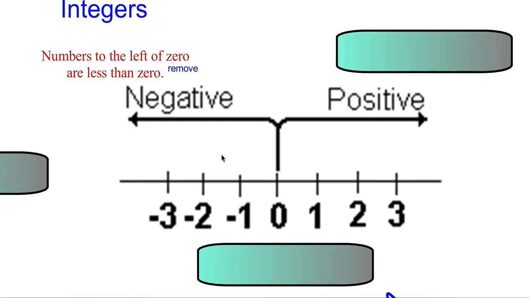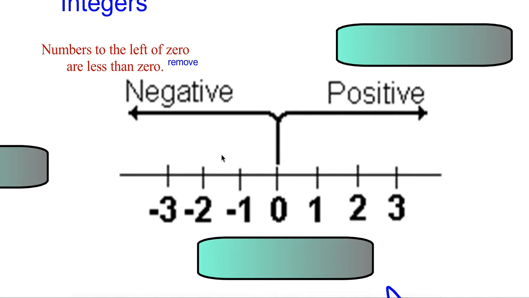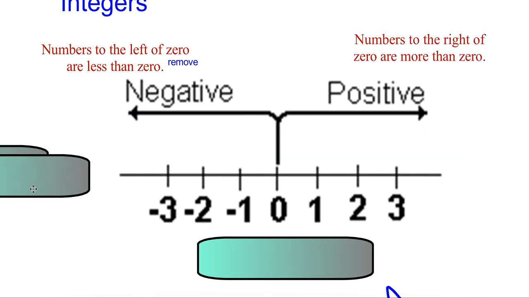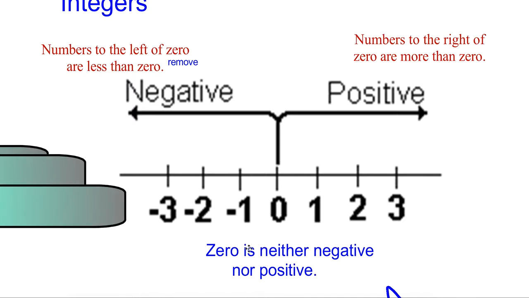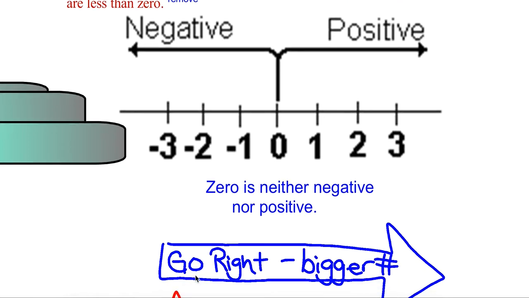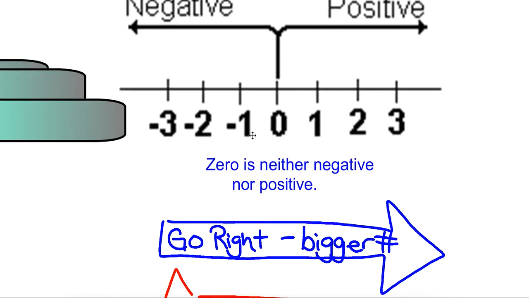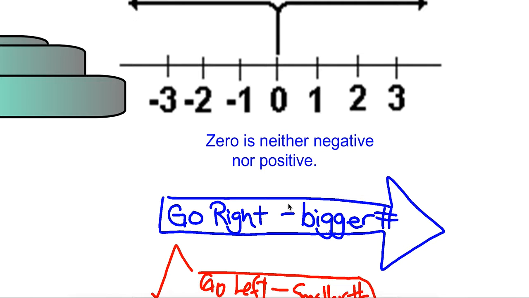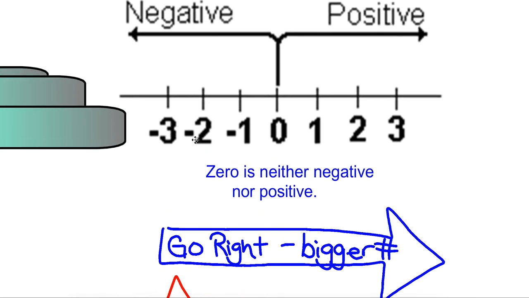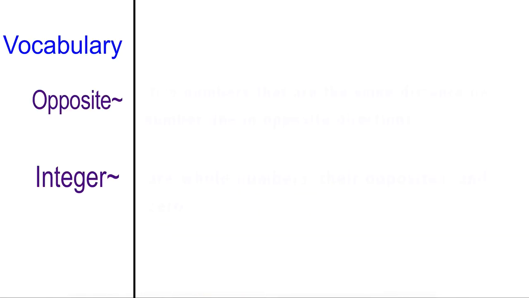So then the question becomes, what is 0? 0 is neither negative nor positive. So when you think of this, going to the right you get bigger. So negative 1 is bigger than a negative 2. 0 is bigger than a negative 1. When you go to the left, you're getting smaller numbers. So negative 3 is smaller than a negative 2.